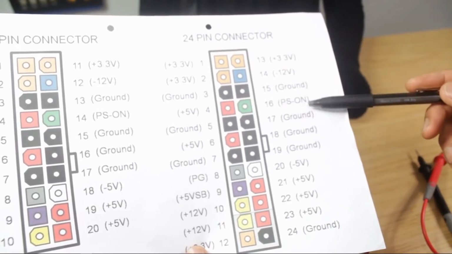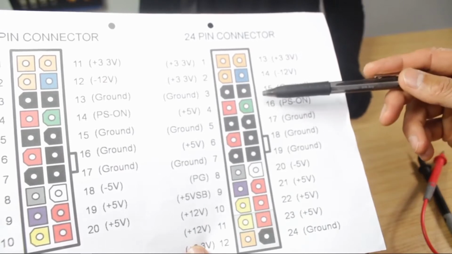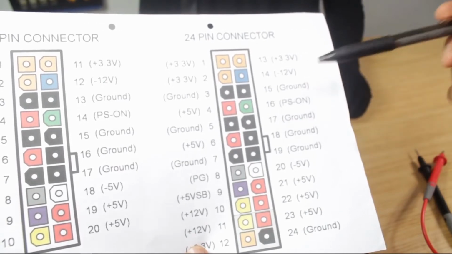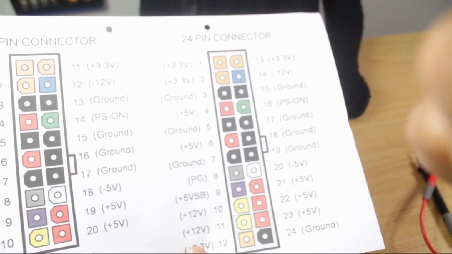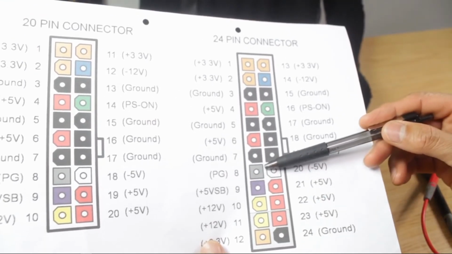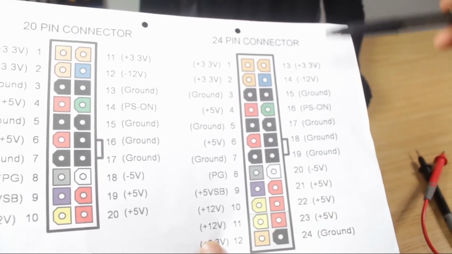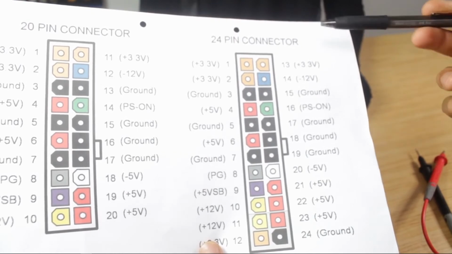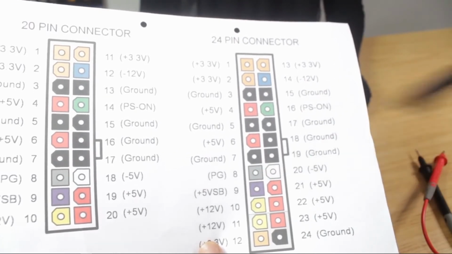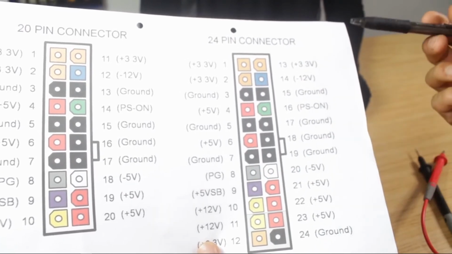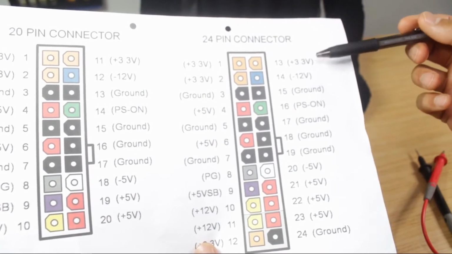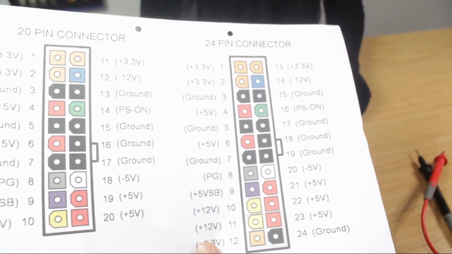The green one is to create a bridge between one of the black and the green, to turn the power supply on. The gray one is for power good. It measures voltage coming in and tells the computer that all the voltage is okay. So we're not going to be testing for that one. But the rest is a combination of 3.3 volts, 12 volts and 5 volts, both positive and negative.